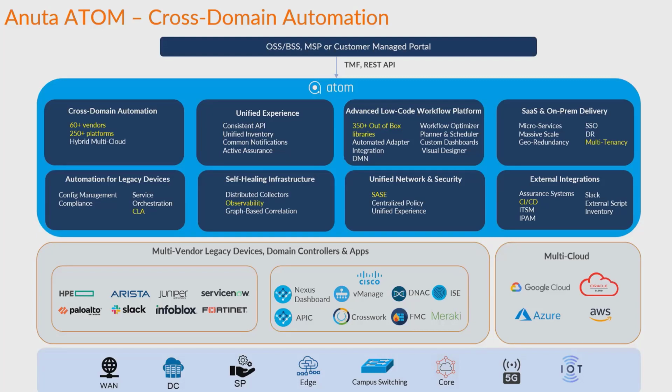For devices that are not managed by any controllers, Atom provides complete lifecycle automation from day zero provisioning, config management, service orchestration, active assurance, and closed-loop automation. Atom is based on a microservices architecture with the flexibility to deploy on-prem or on-cloud. Atom supports 250-plus platforms from 60-plus vendors.